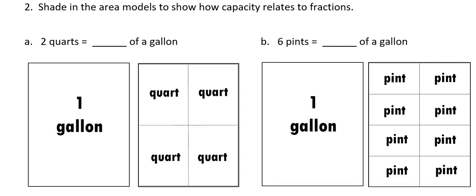The first question asks us to shade in 2 quarts and then tell what fraction of a gallon those 2 quarts are. So I'll start by shading in my 2 quarts. Now that I have the 2 quarts shaded in, I will show how they relate to the gallon as a fraction. Since there are 4 quarts that make up a gallon, a 4 would be my denominator. That shows me how many pieces make up the whole. And I have 2 shaded in, so 2 would be my numerator. This means that 2 quarts is the same thing as 2/4 of a gallon.